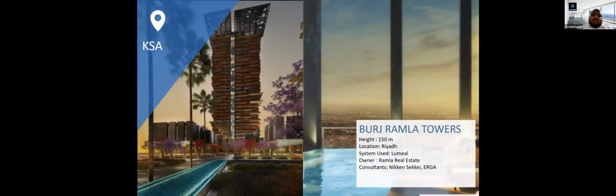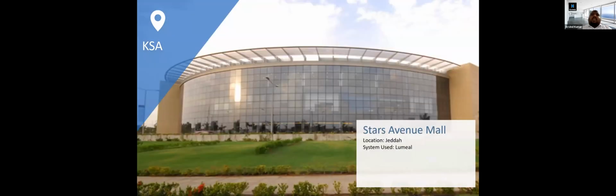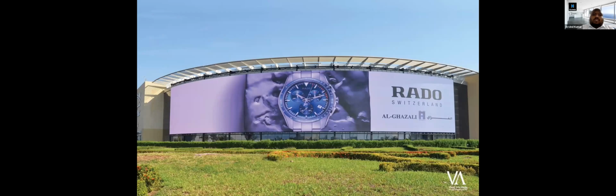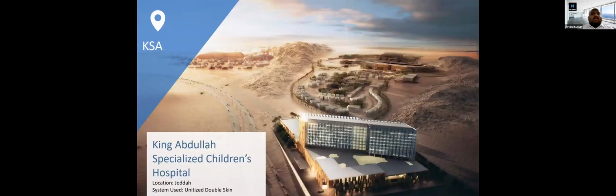So that's something very unique and nice about this project. Also the Burj Ramla, which is an uber luxury residential apartment in the heart of Riyadh. It's also just about to be commissioned, and people will start to move in slowly. This is a very interesting mall in Jeddah. This is the Stars Avenue Mall, which today hosts one of the most interesting curved LED screens as well. And this is something which you cannot miss as you enter Jeddah.